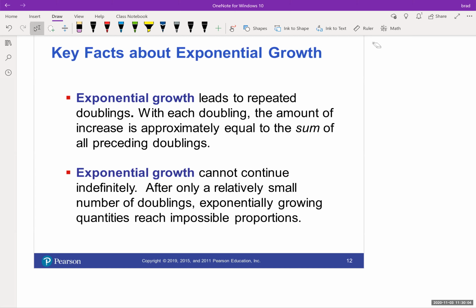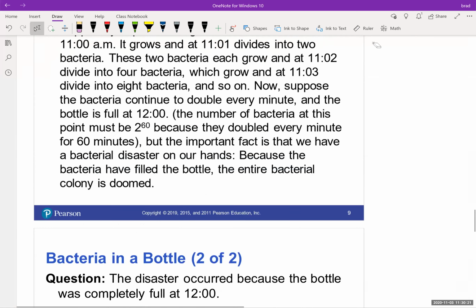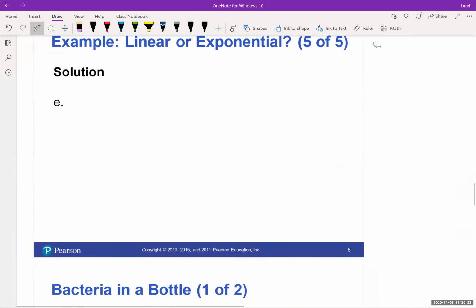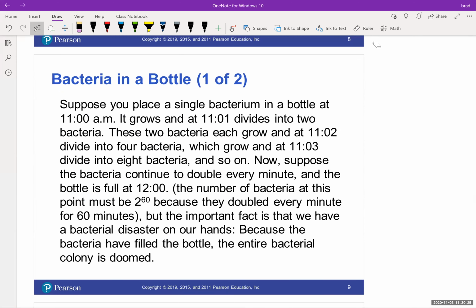So, in another class, we might talk more about the logistic model. And in the logistic model, they basically take into account the carrying capacity of populations. So like the example, I'm not going to go through all of this, but maybe I'll just talk about it. It says, suppose you place a single bacterium in a bottle at 11 a.m. It grows and at 11:01 divides into 2 bacteria. These 2 bacteria each grow and at 11:02 divide into 4 bacteria, which grow, and at 11:03 divide into 8 bacteria, and so on and so on.